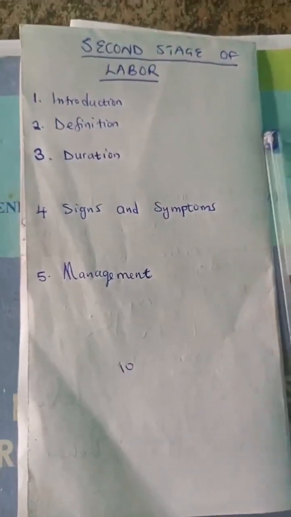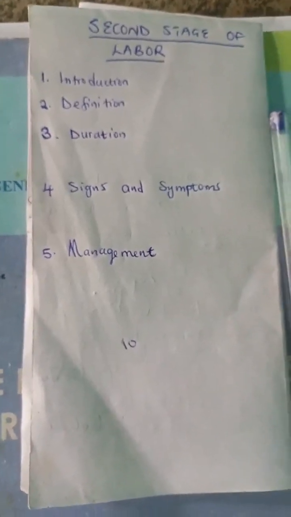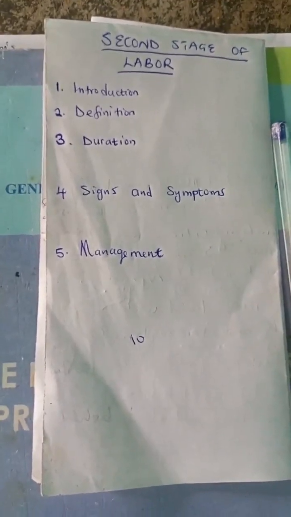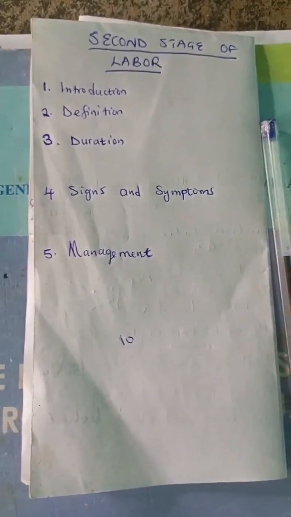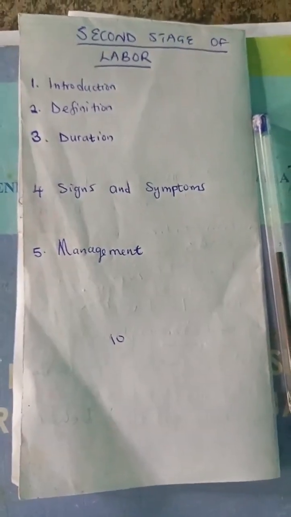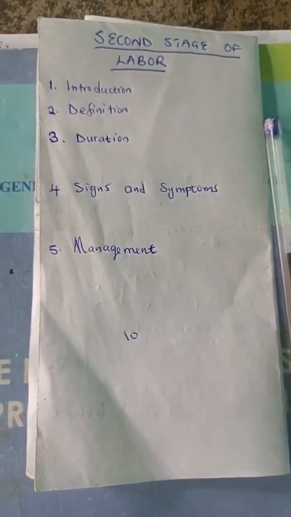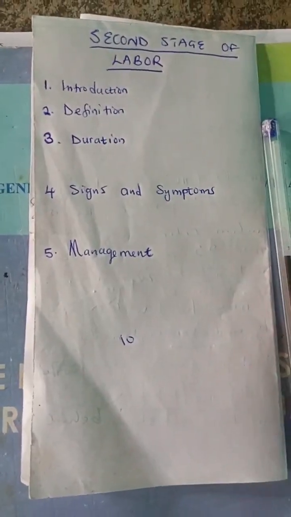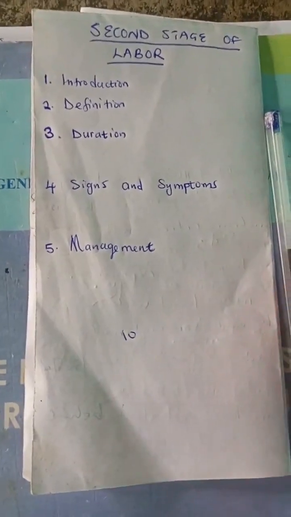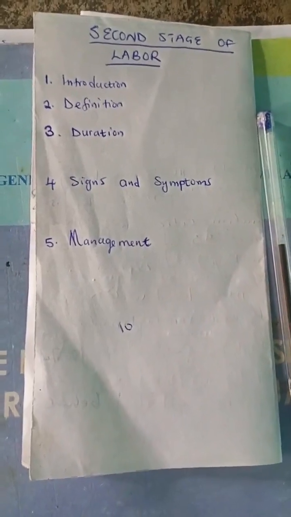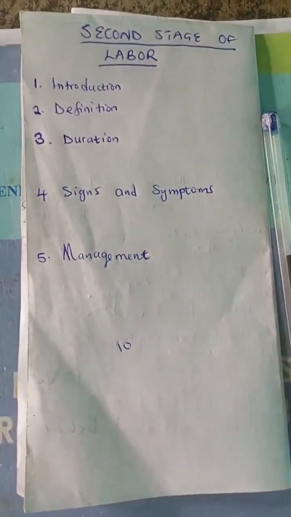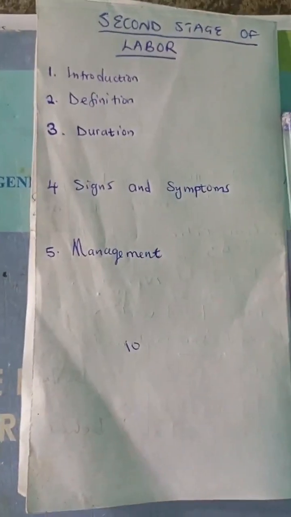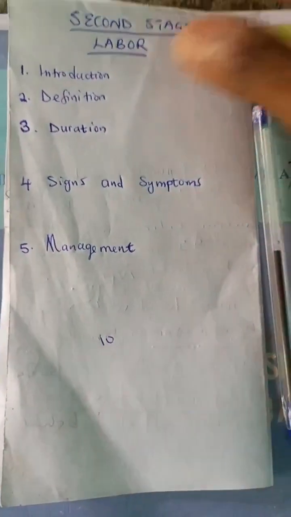The third stage of labor is from delivery of the baby until the placenta and the membranes have been delivered. The fourth stage of labor is one hour after delivery of the placenta. So this is the management of the woman in the first hour after delivery of the placenta. So let's now go back to our topic for today, which is second stage of labor.